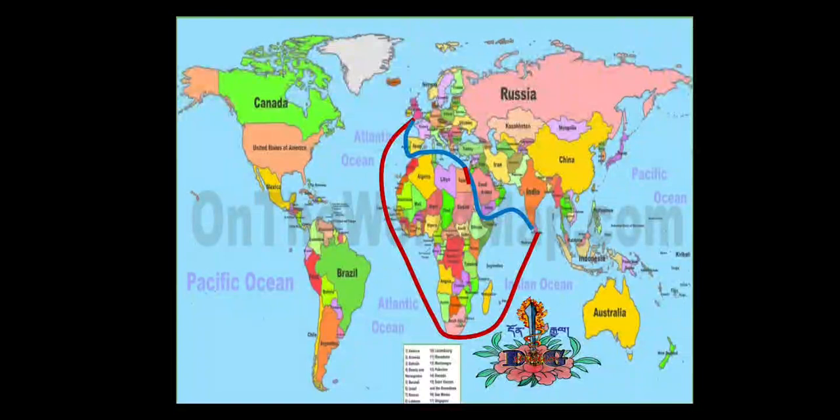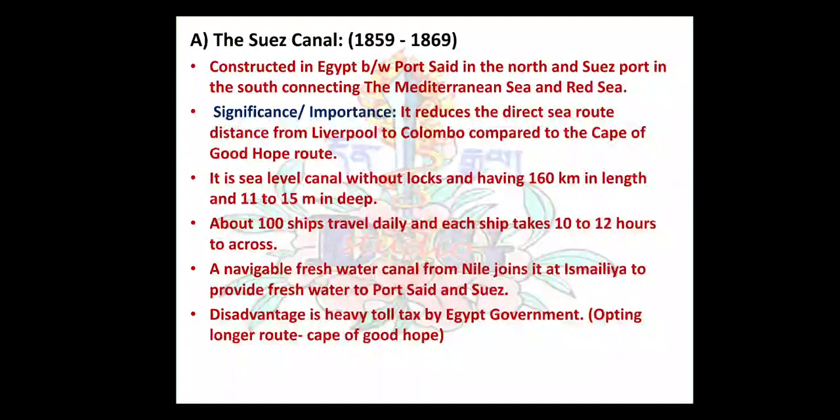This particular canal. So this canal is made in Egypt between two seas. What are they? The Mediterranean Sea in the north and what sea? The Red Sea in the south. So it is a sea level canal, without much obstacles, and it doesn't have any lock systems, and the total length of this canal is 160 kilometer inland.